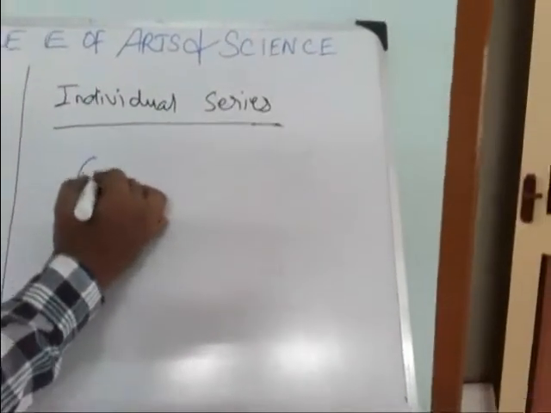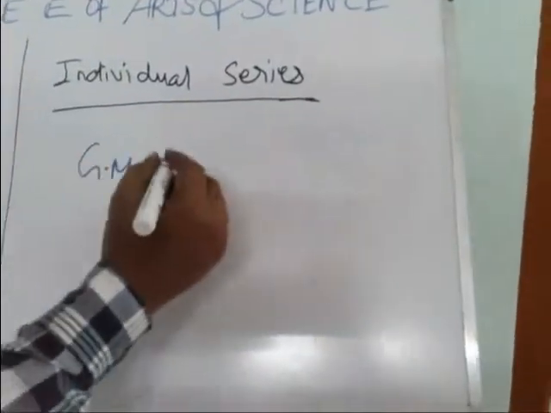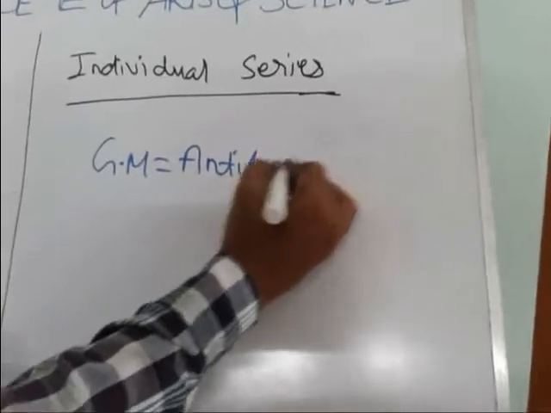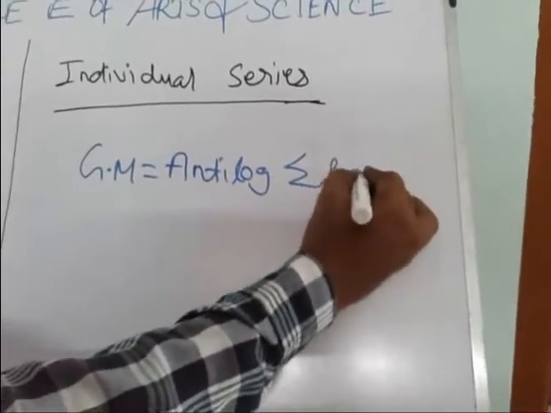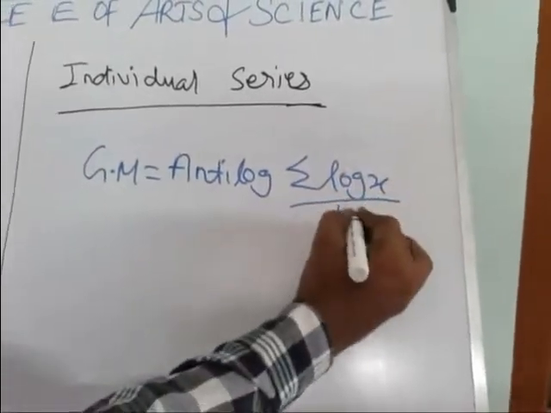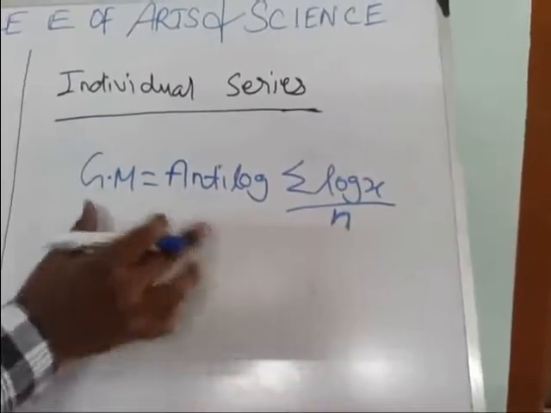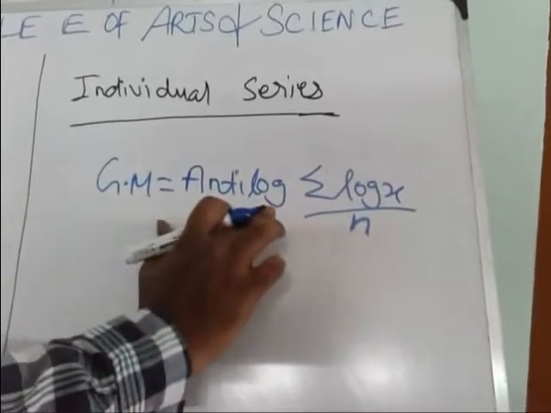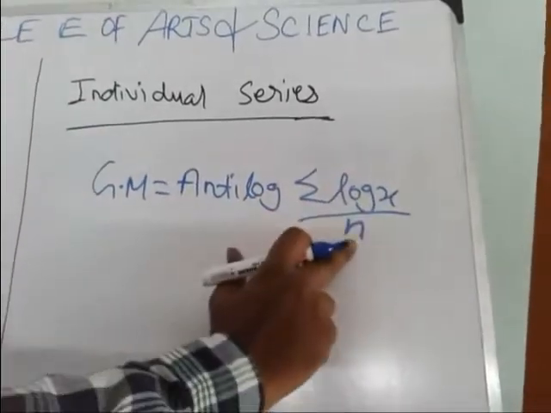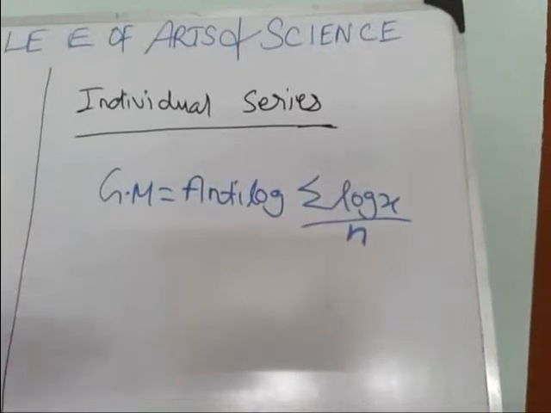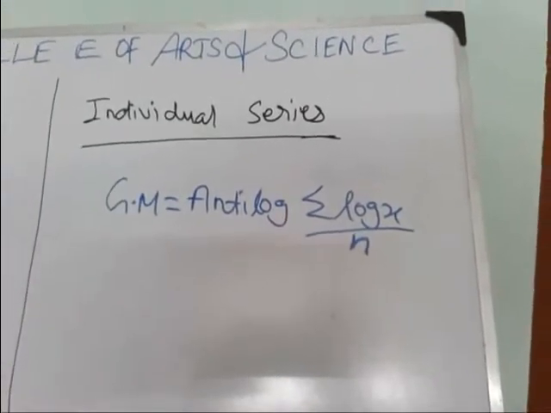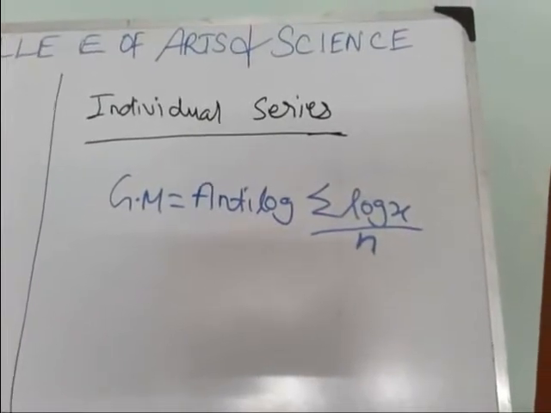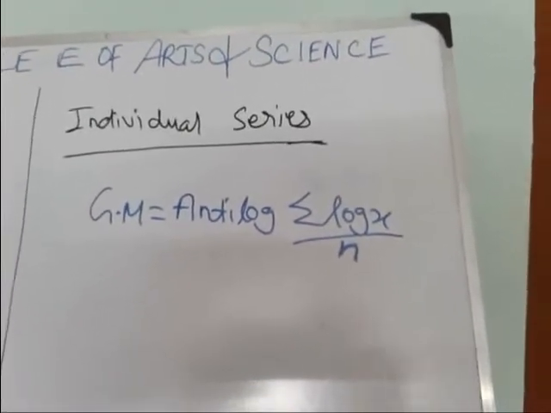Here for GM, what formula do you apply? GM is nothing but the anti-log of summation log x by small n, where small n means the number of data. This is the formula you apply: GM equals anti-log of summation log x by n. Here you should know the logarithm concept. To find logarithm in the problem you use a scientific calculator. I will teach you how to find log.